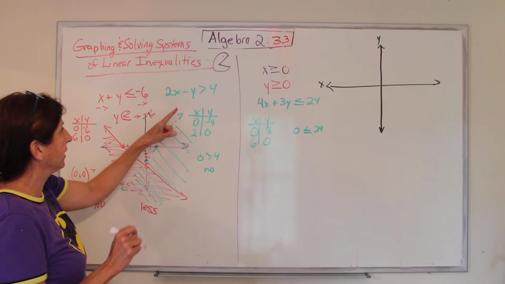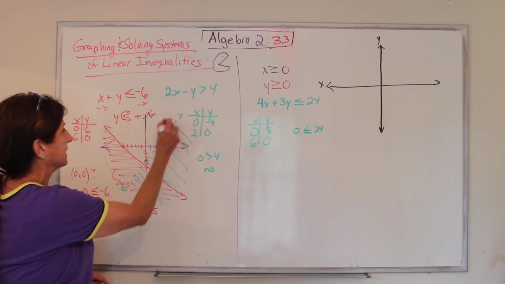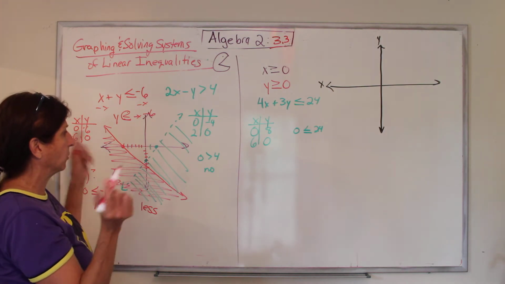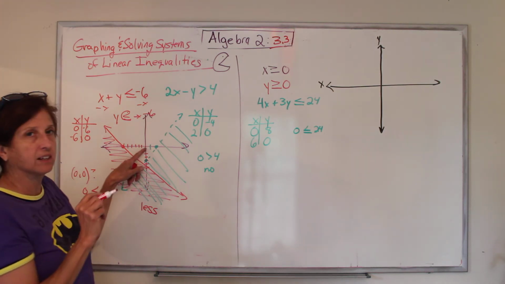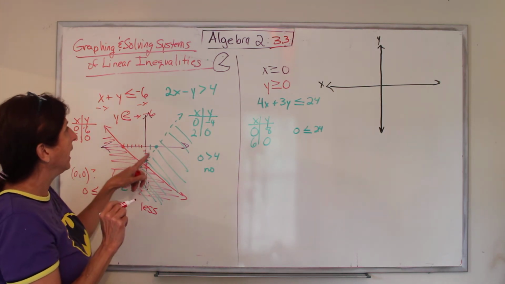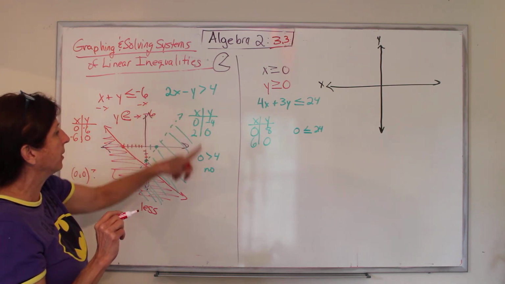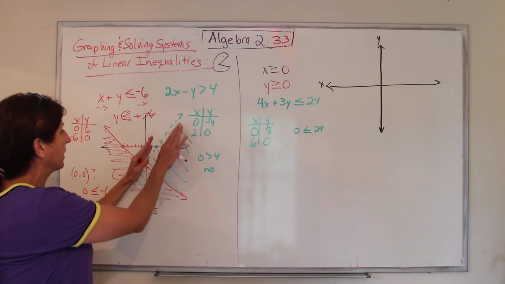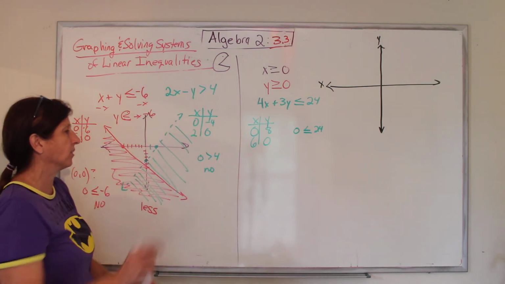Alright, so then it's just a greater than sign, so I draw a dotted line. And then which side do I color? Well, I can do the test point because it's not on the test point at all. And I can say all of this becomes 0. Is 0 greater than 4? No. So I color the other side that doesn't include the origin.